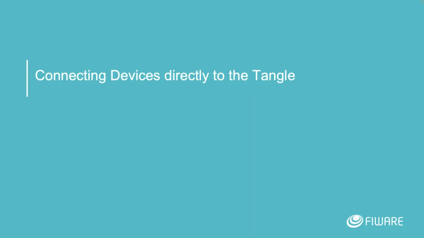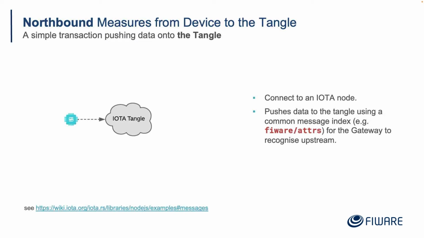Okay, so first things first, let's start from the bottom. We're going to go from our device and we're going to connect into the IOTA Tangle. All you need to do here is to connect to a live IOTA node. Obviously, you can use the demo system, but once you're talking about a properly scaling version, you need to get a more robust system. Obviously, the tutorial is using dummy or free to use elements, and you just need to push data in a well-known format, well-known by the gateway, to a common message index.